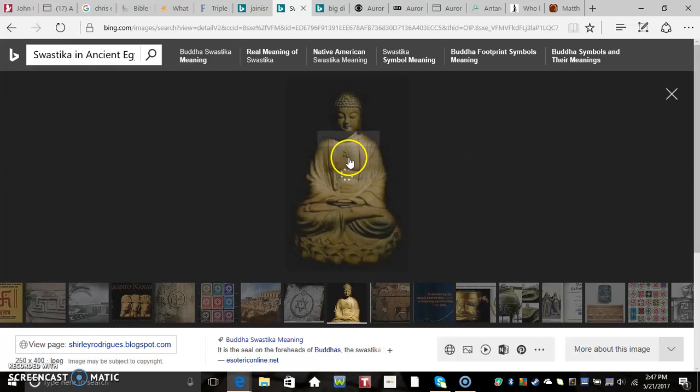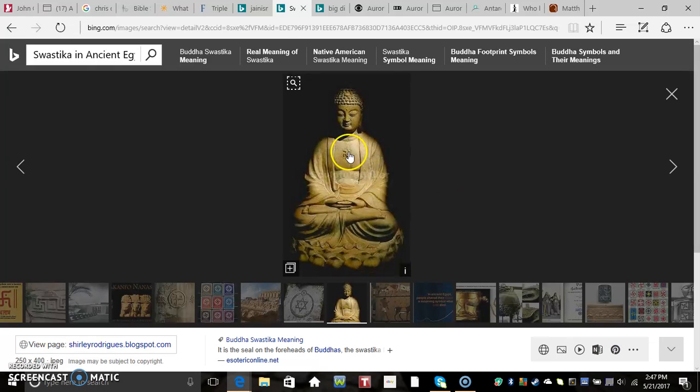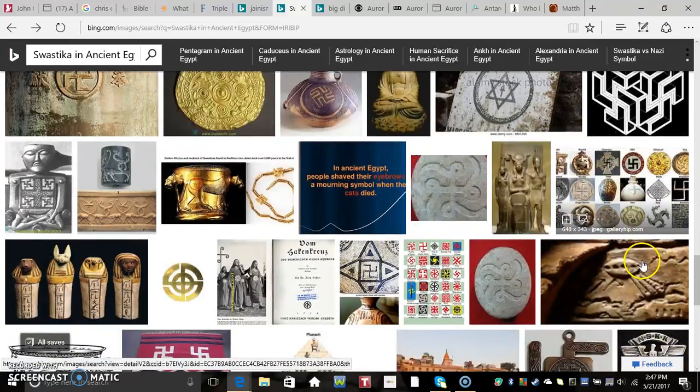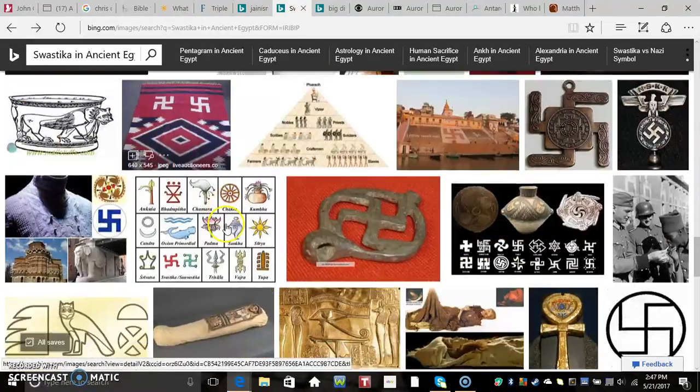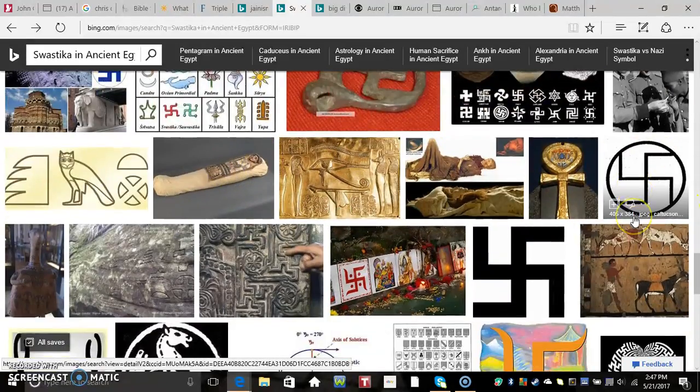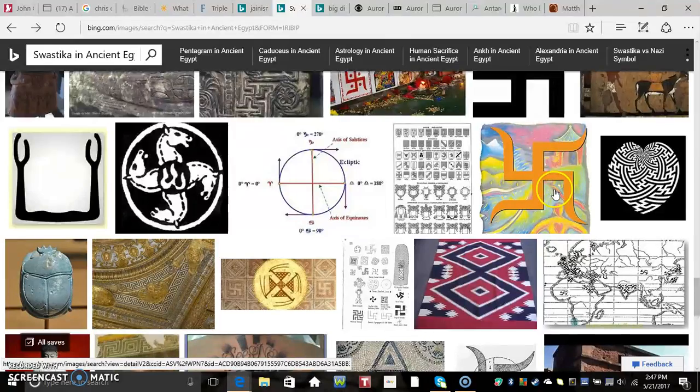Here's a picture of Buddha with the Big Dipper rotating around Polaris on its chest right here, to show that it's in Buddhism. You can also find this in late antiquity on Roman uniforms. You'll see this pattern here as well. This is a Native American blanket with it on it. So this pattern is generally ubiquitous throughout all cultures.